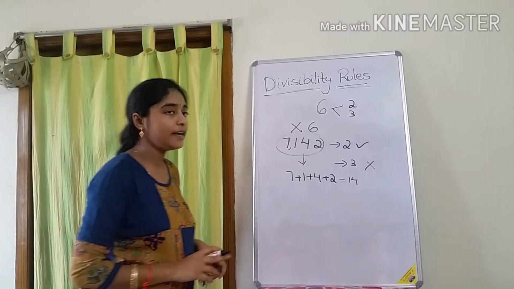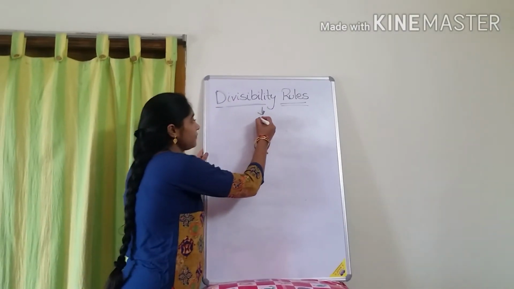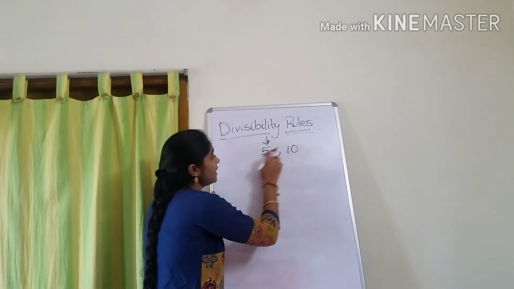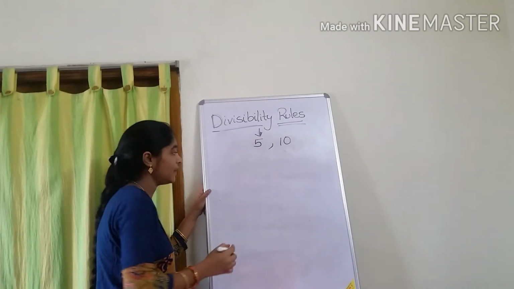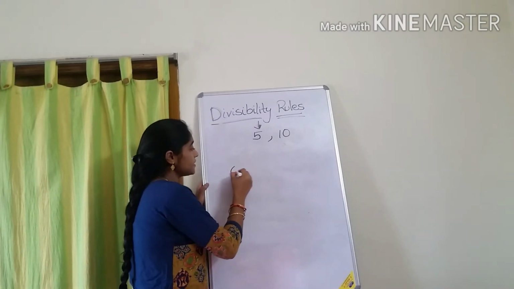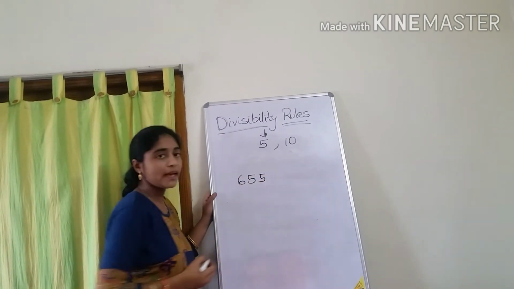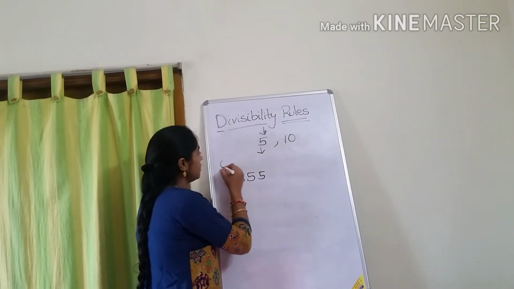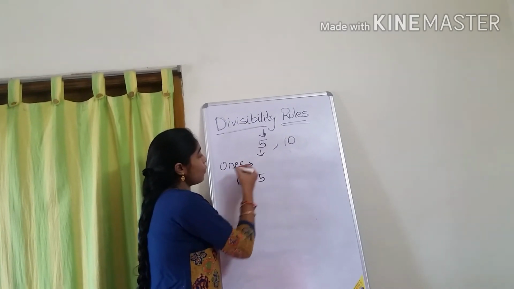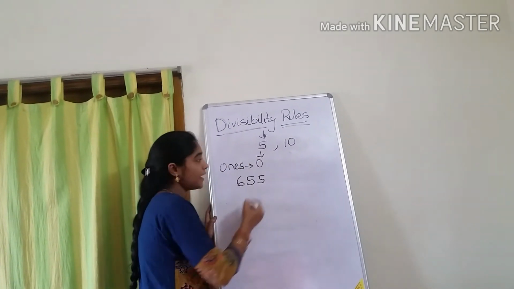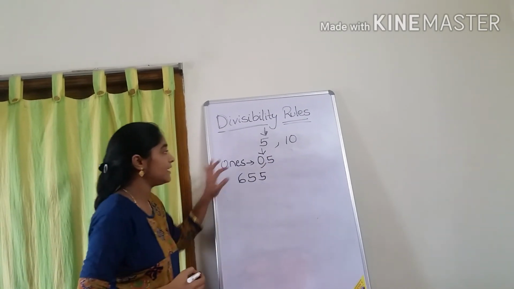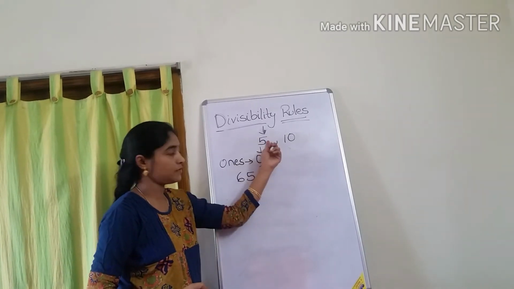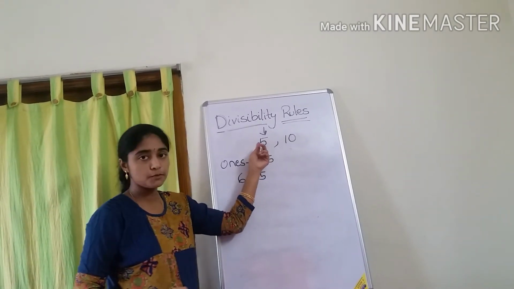Now let us check one more divisibility. Divisibility rule of 5. Divisibility rule of 5 and 10 also I am saying at a time. The divisibility rule of 5 and the divisibility rule of 10. If I am giving a number here, 655. What is the divisibility rule of 5? In the ones place, what should be there? Either 0 should be there or 5 should be there. Then the given number is divisible by 5. If in the given number the ones place is 0, then it is divisible by 5. Or 5, then also it is divisible by 5.